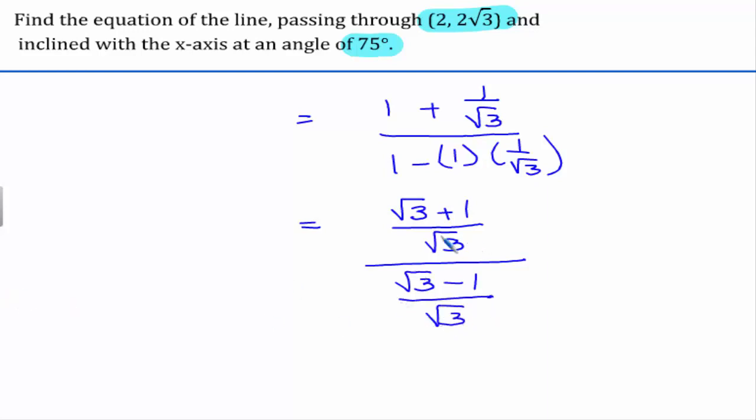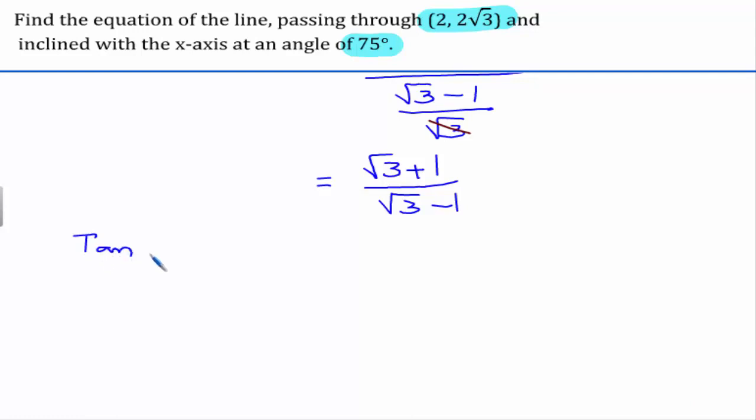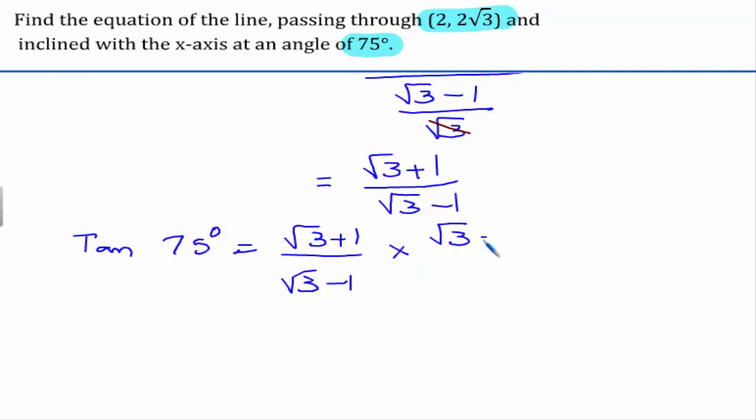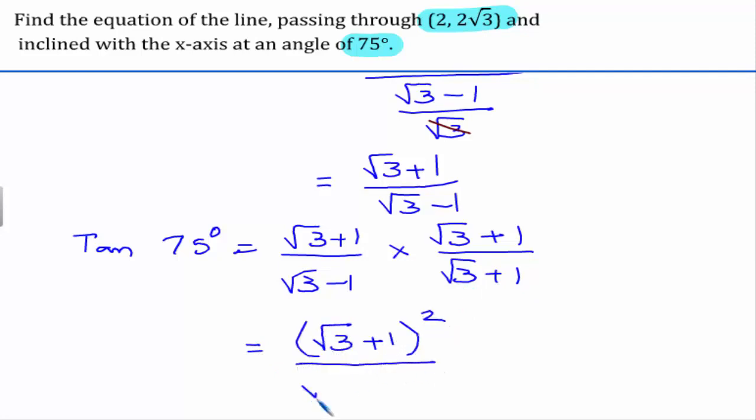Here root 3 gets cancelled. Then we are left with root 3 plus 1 by root 3 minus 1. Now if we rationalize this, I am writing tan 75 degrees is equal to root 3 plus 1 by root 3 minus 1. Let me multiply the numerator and the denominator with its conjugate. Then in the numerator we get root 3 plus 1 whole square, and in the denominator we get root 3 whole square minus 1 square.